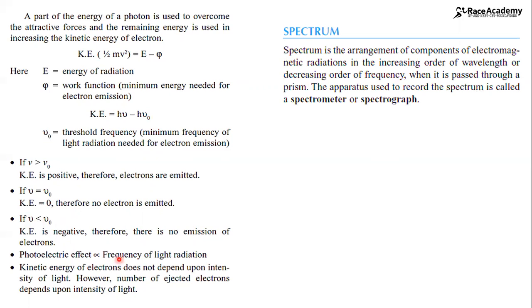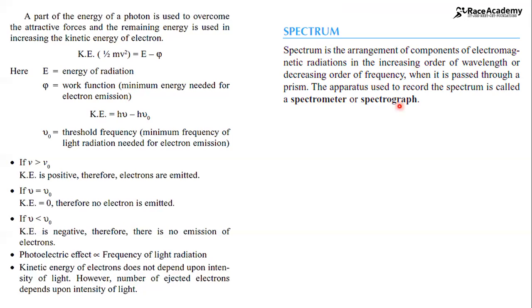Let us move to the next one. What is the meaning of spectrum? Now you will come to know that some energy is coming from the atom. The study of that energy, electromagnetic radiation, is called spectrum. Spectrum is nothing but the arrangement of components of electromagnetic radiation in increasing order of wavelength or decreasing order of frequency. That's what we observed in the diagram.